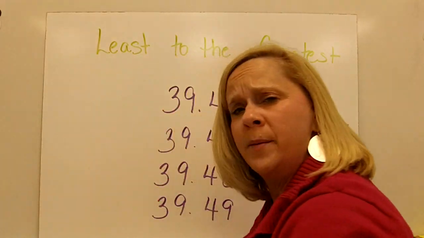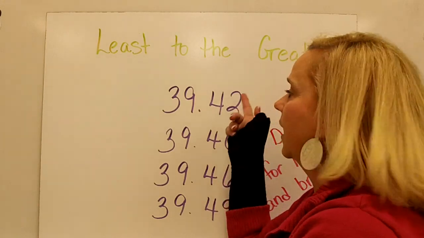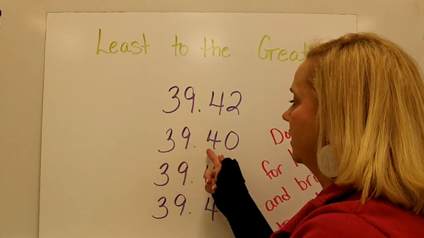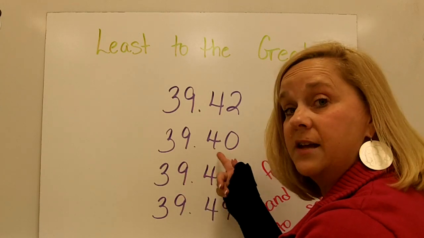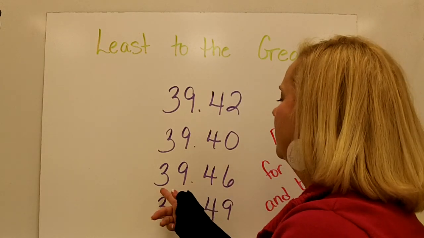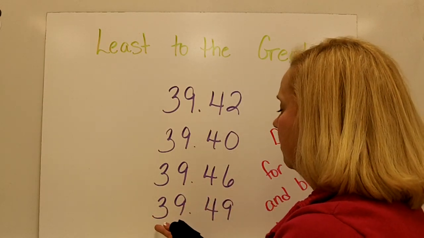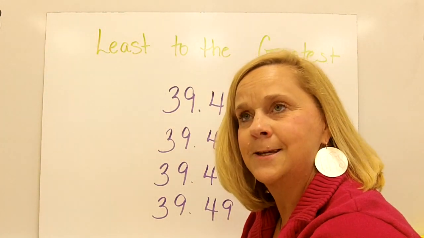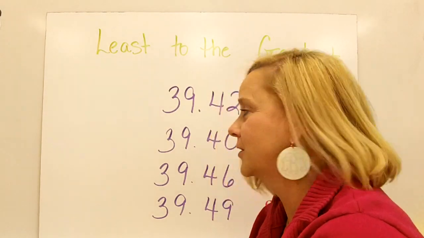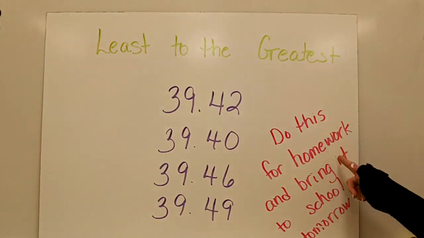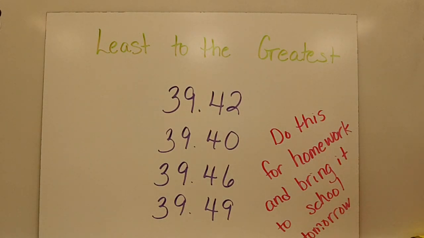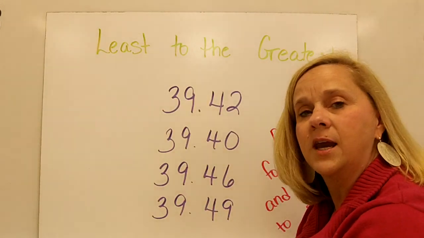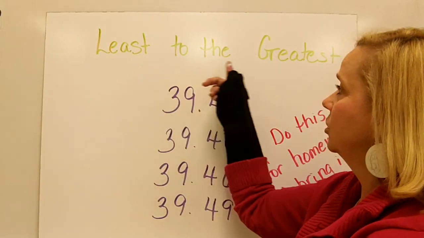All right, let's try one more time. And again, we're going to go from the least to the greatest. And these are my numbers. I have 39 and 42 hundredths, 39 and 4 tenths, or you could say 40 hundredths, 39 and 46 hundredths, 39 and 49 hundredths. So to order those from the least to the greatest, I don't think I'm going to tell you that answer. But what I would like for you to do is do this for homework tonight and bring it back to school tomorrow. So your assignment is to take this list of numbers that I have right here and order them from the least to the greatest.